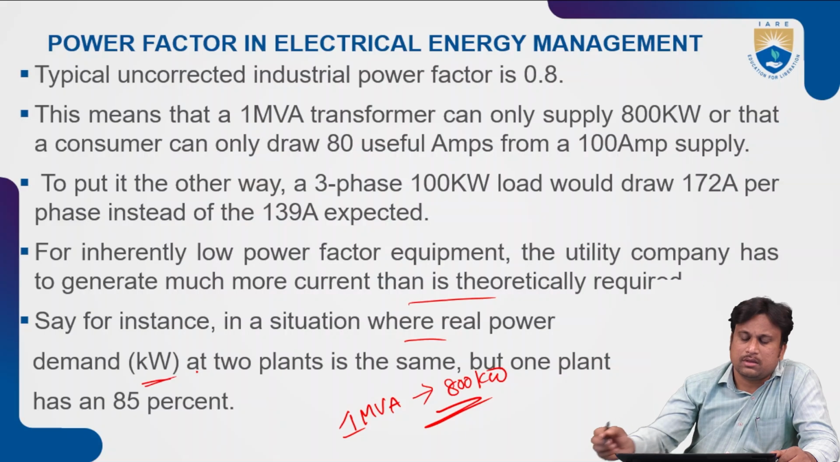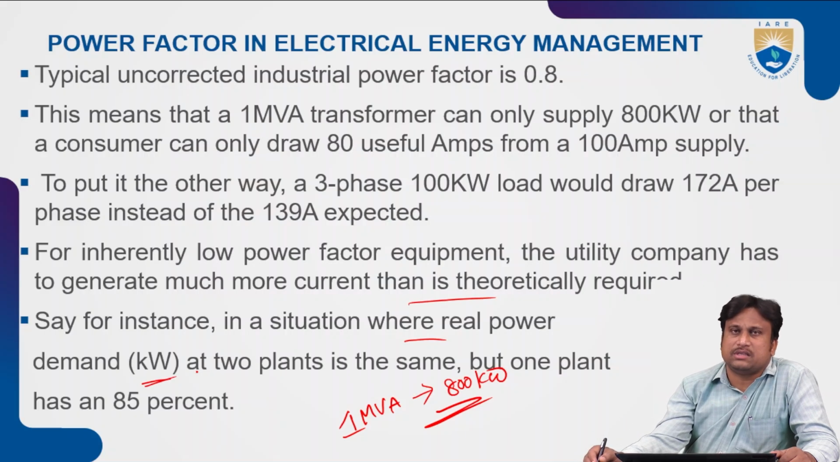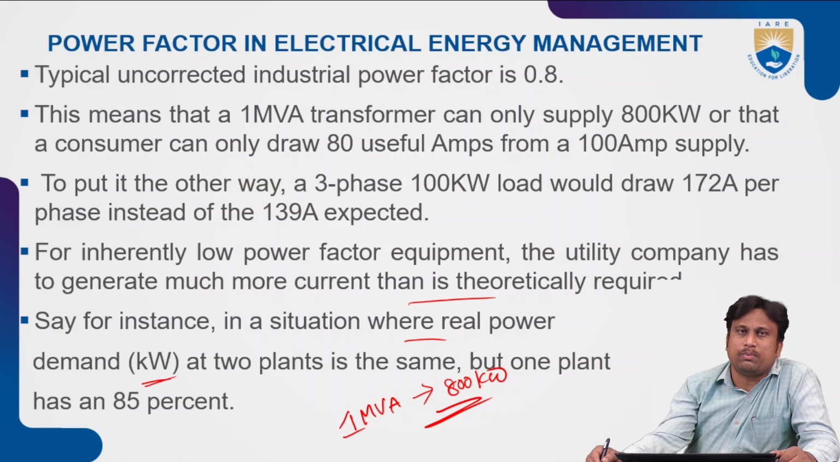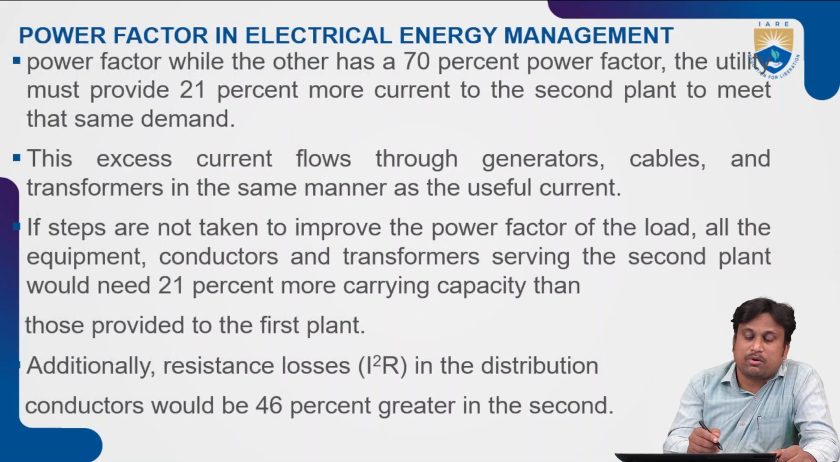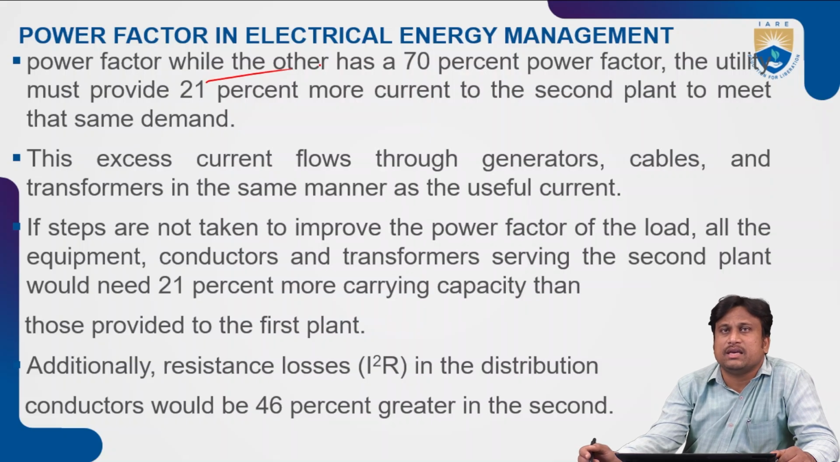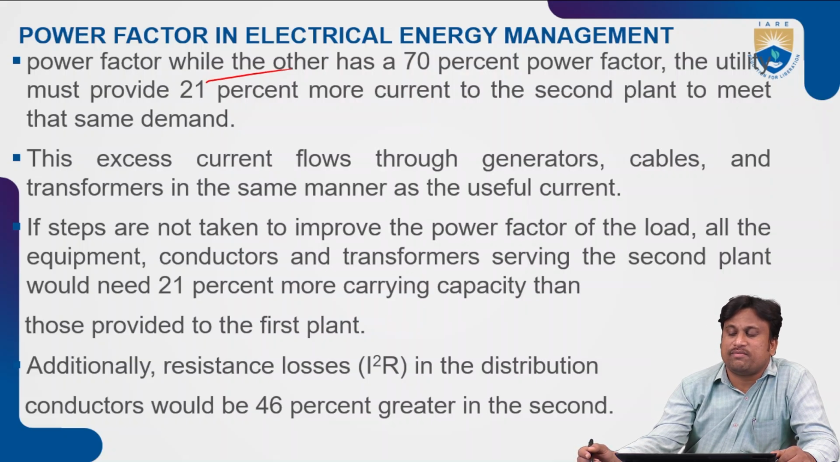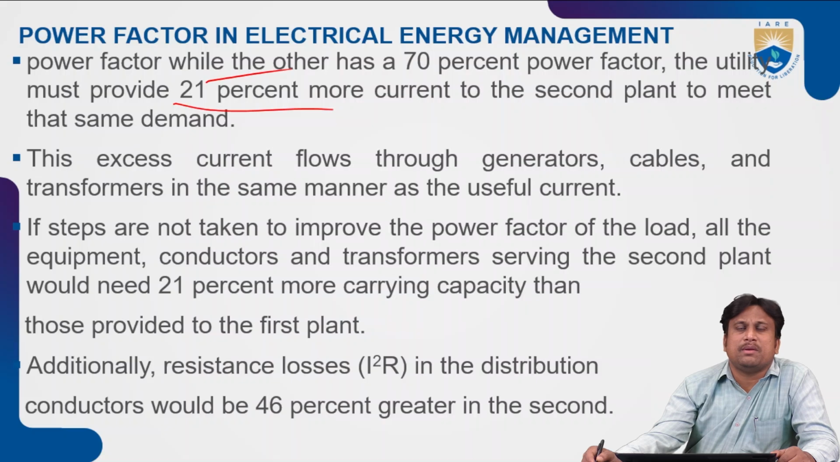For example, in a situation where the real power demand in kilowatts at two plants is the same, one plant has an 80% power factor while the other has a 70% power factor. The utility must provide 21% more current to the second plant to meet the same demand requirement.